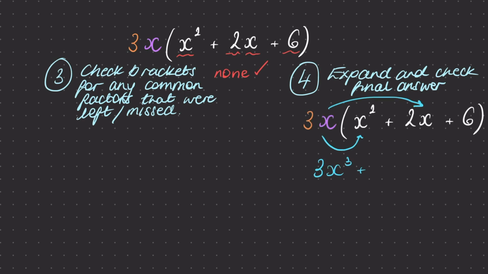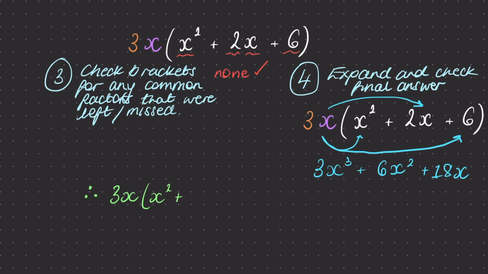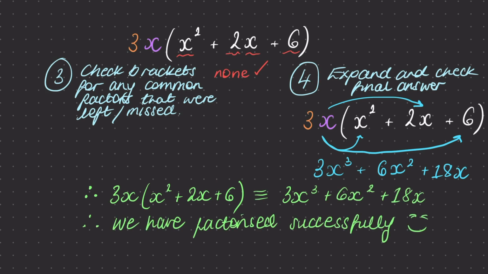Here I have expanded it again, and it looks exactly like the expression that we started with. Just as a side note, these little dots mean therefore. So therefore, 3x brackets x squared plus 2x plus 6 close brackets is identical, that's what these 3 lines mean, to the expression we started with. Therefore, we have factorised successfully.